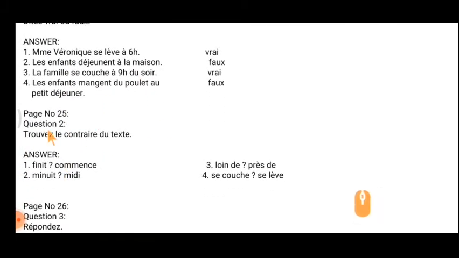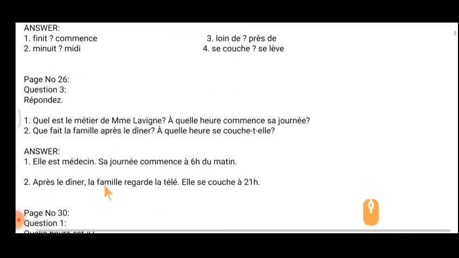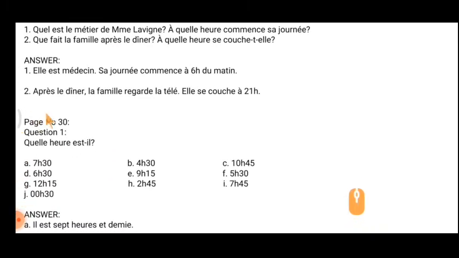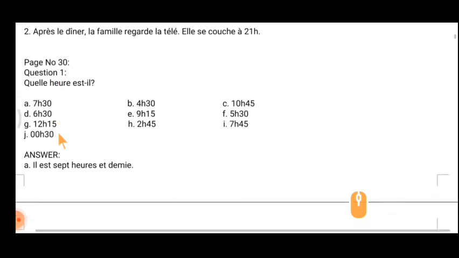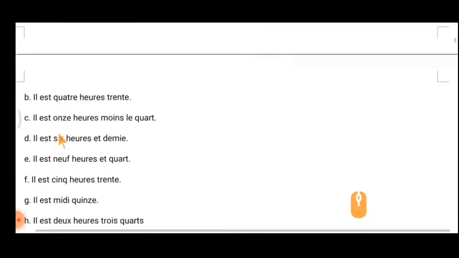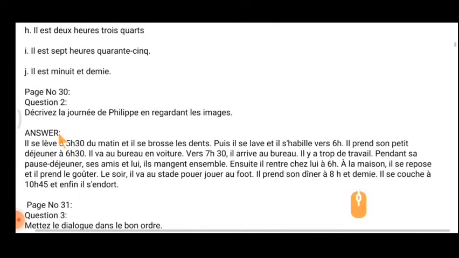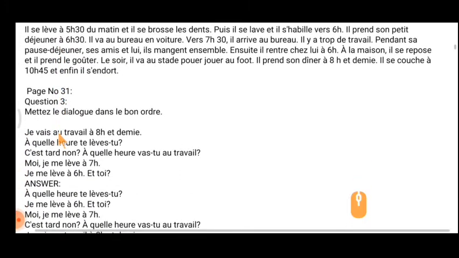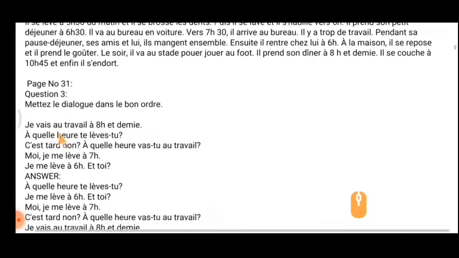Next one is le contraire, trouver le contraire. These things are the French passage exercise, and here starts the lesson exercise. Question number 1 is the lesson exercise. Exercise number 1 is regarding the time, exercise number 2 is décrivez la journée, that is reflexive verb usage, and exercise number 3 is put the dialogue in the right order. You see the topic of the exercise and you can revise it.